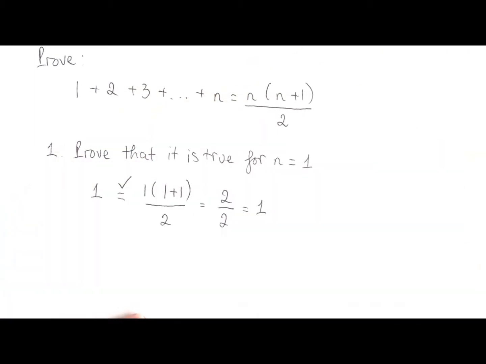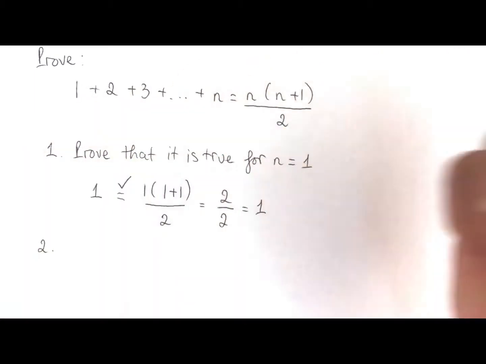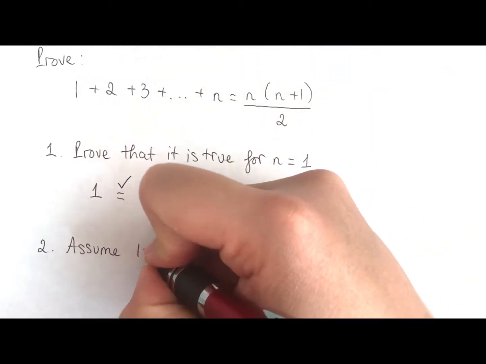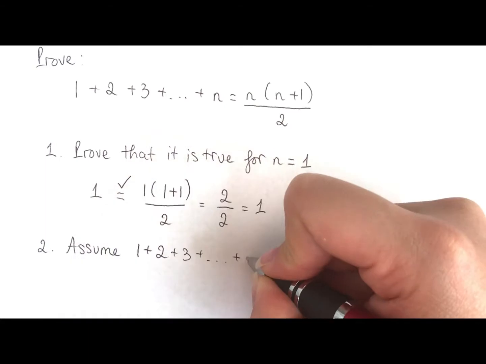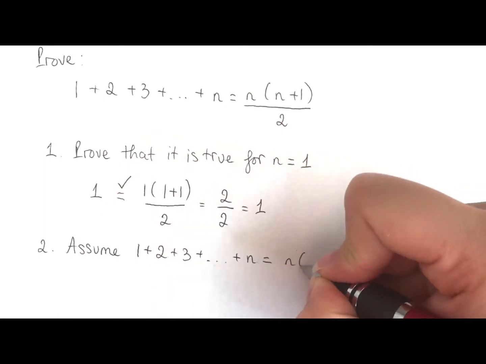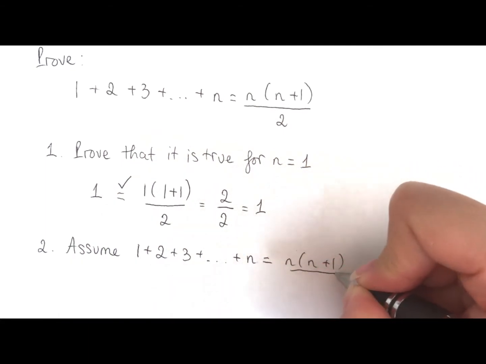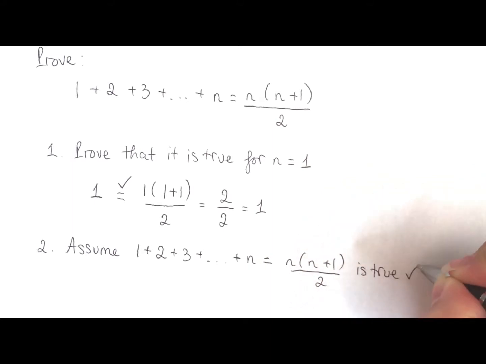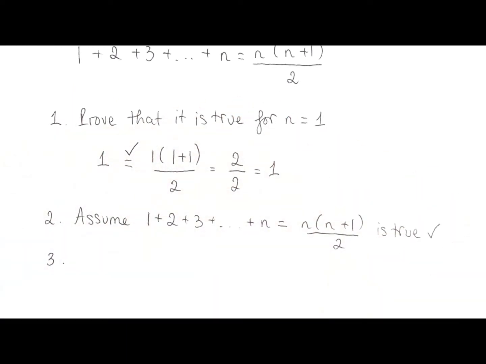And it is true. The second step we have is that we assume that what we're trying to prove is true. So you say assume, and we're just going to rewrite all of this is true. So you don't really have to do anything for the second step. And then lastly, step 3. Step 3 is where we have a lot more work to do.